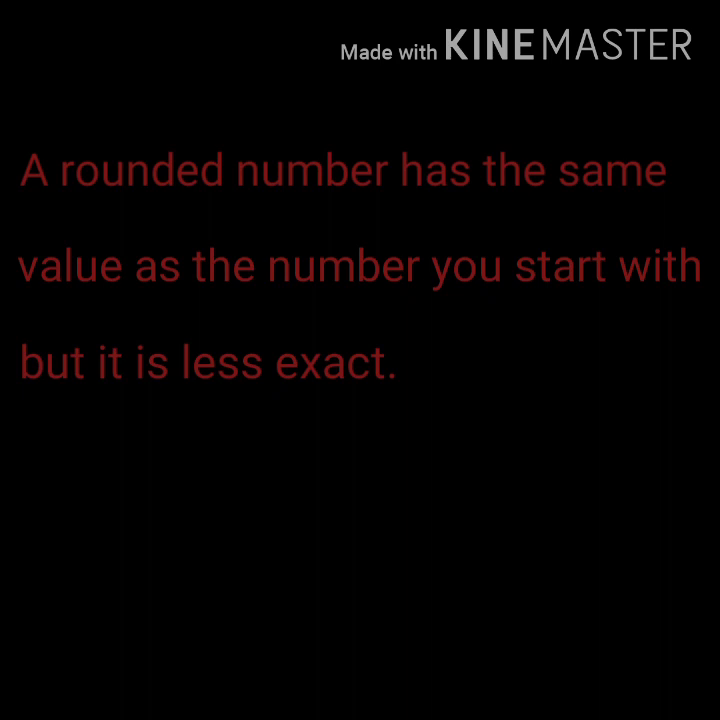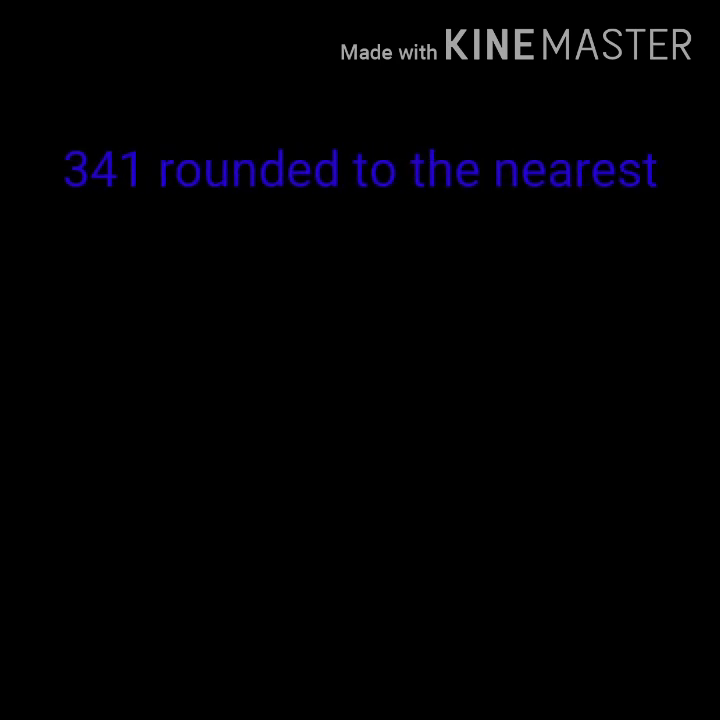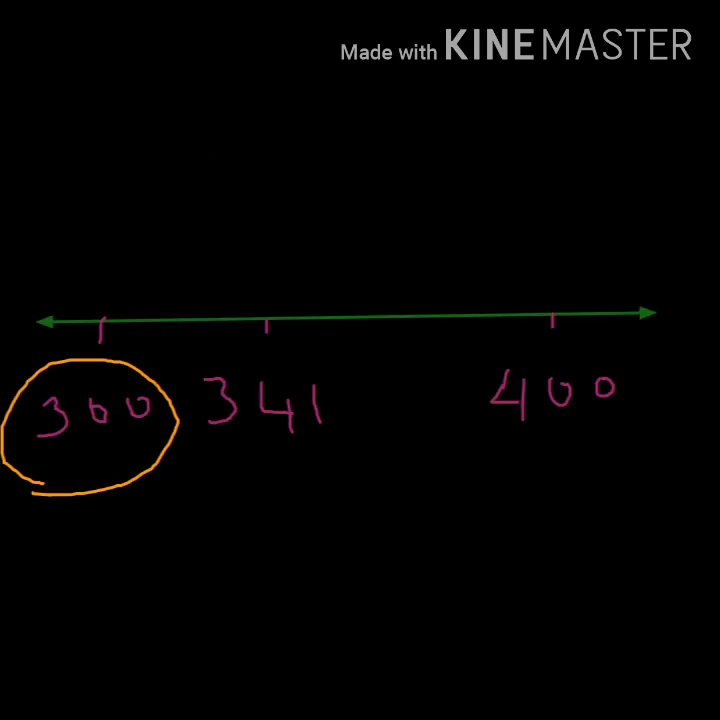For example, if you want to round off 341 to the nearest 100, your value is 300, because 341 is closer to 300 than to 400, right? So your answer will be 300.